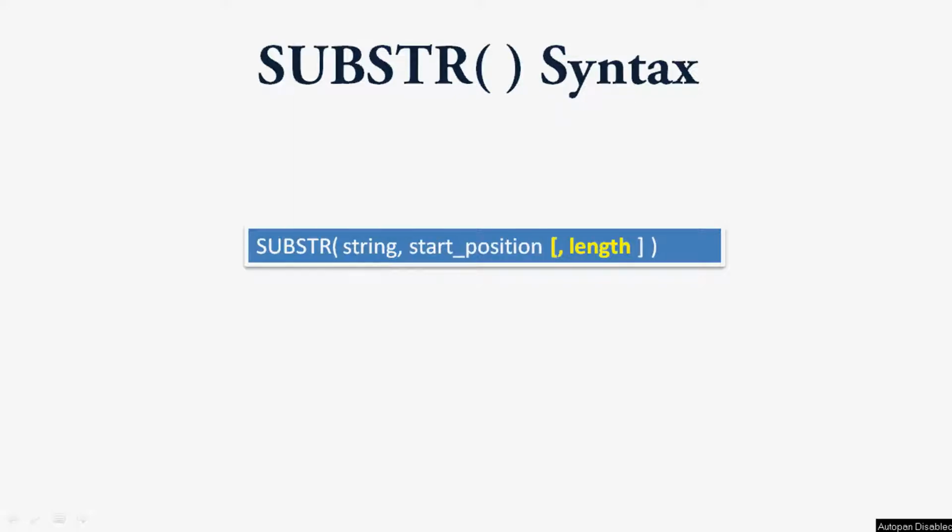Next is length. This is an optional parameter in this function substring. Here we will specify the number of characters to extract from the string. Suppose we omit this parameter, then the substring function will return the entire string.